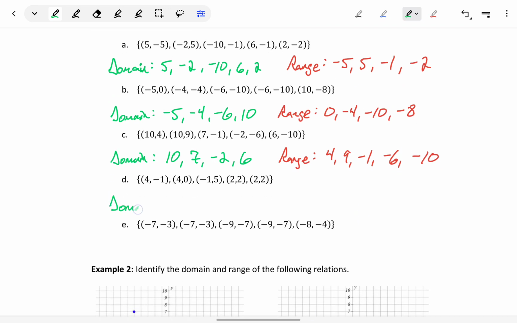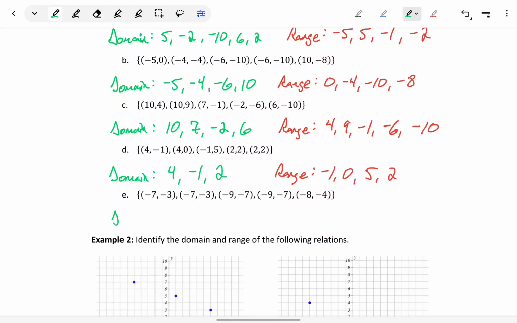In part D, our domain would be 4, which is repeated, -1, and 2, which is repeated. And then our range would be -1, 0, 5, and 2, which is repeated.